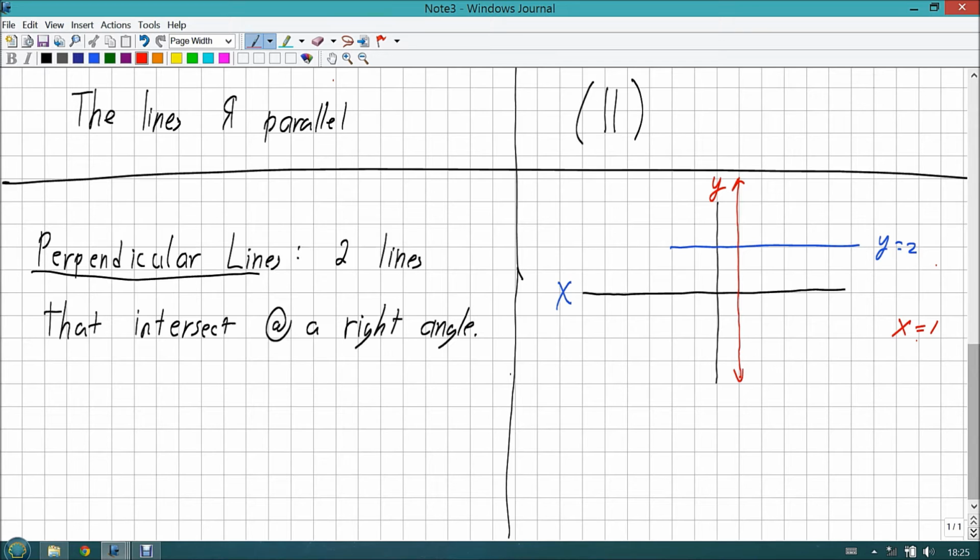Now let's look at the slopes of the two lines. And by looking at the slopes, I'm going to talk about the rise over run portion of them, not necessarily what the slopes become when you simplify them. For the line y is equal to 2, you'll note that there's no x. So how can we find the slope?